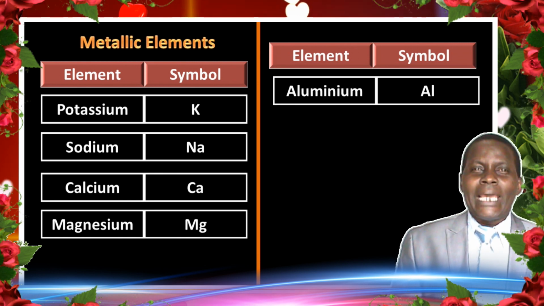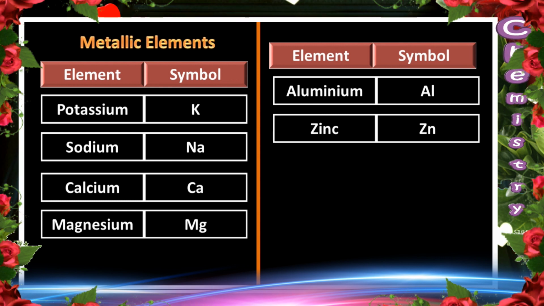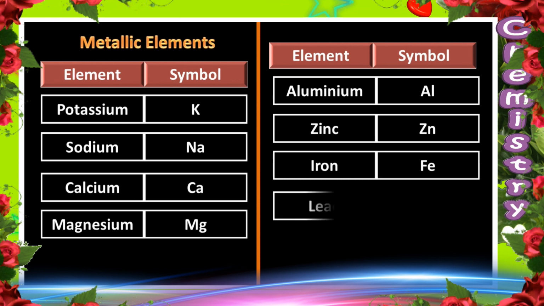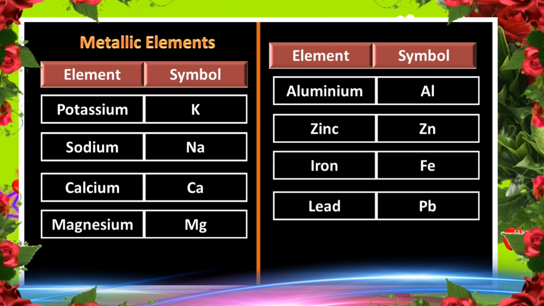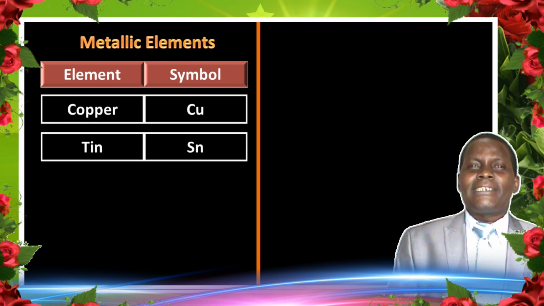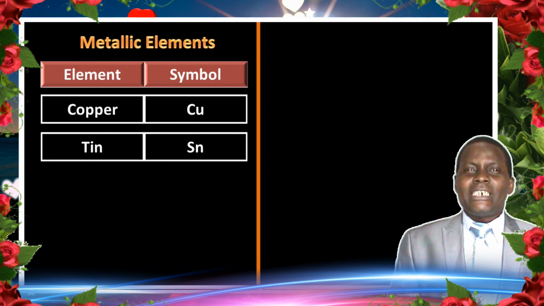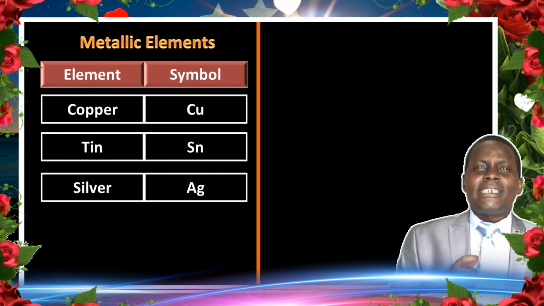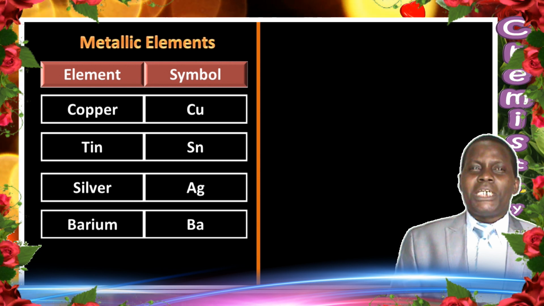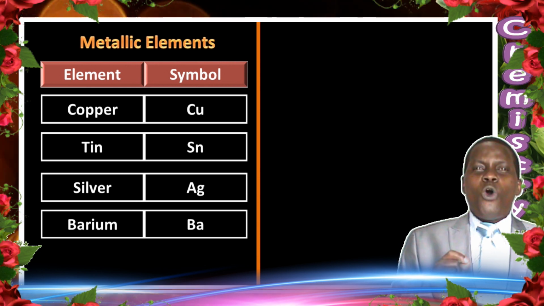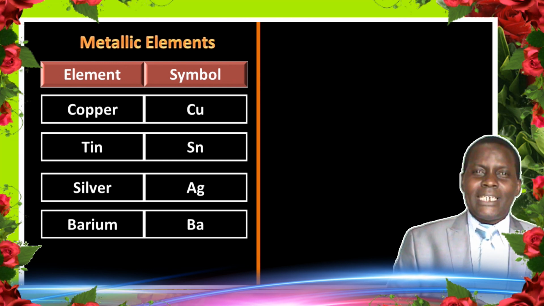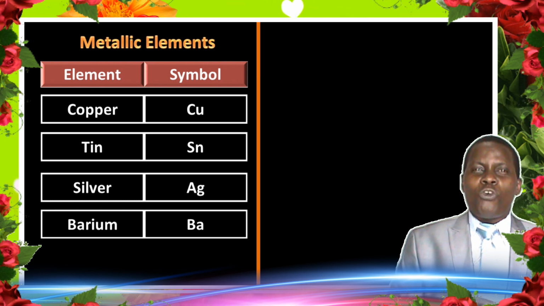Aluminium is represented by letters Al. Zinc is represented by letters Zn. Iron is represented by letters Fe. Lead is represented by letters Pb. Copper is represented by letters Cu. Tin is represented by letters Sn. Silver is represented by letters Ag. Barium is represented by letters Ba. Those are some of the metals and the symbols representing an atom of each of those elements.